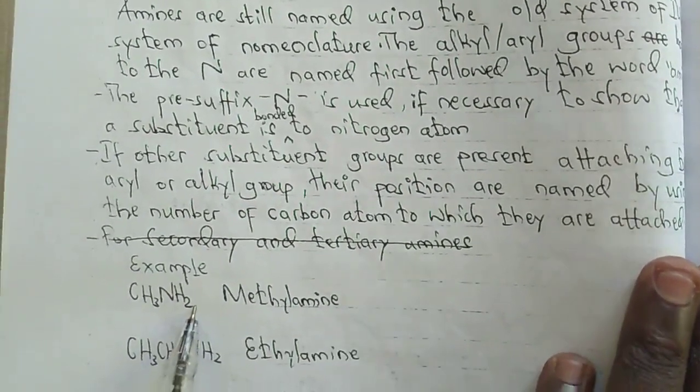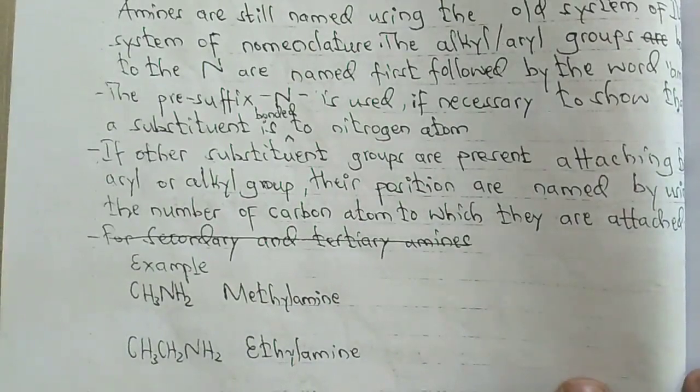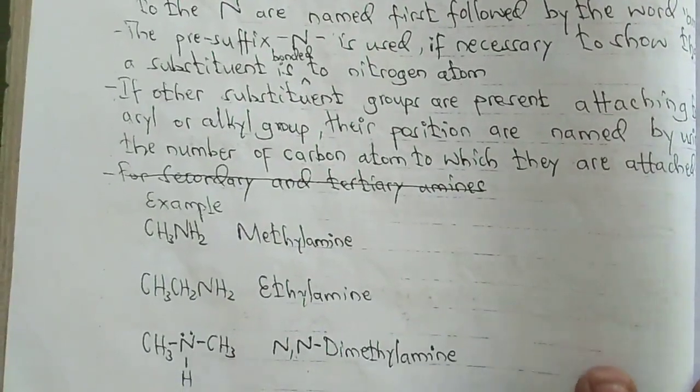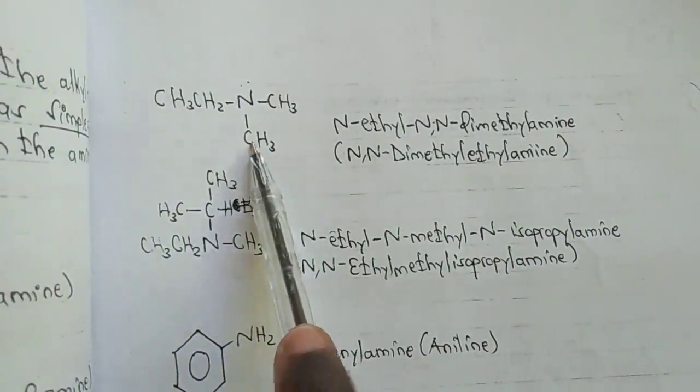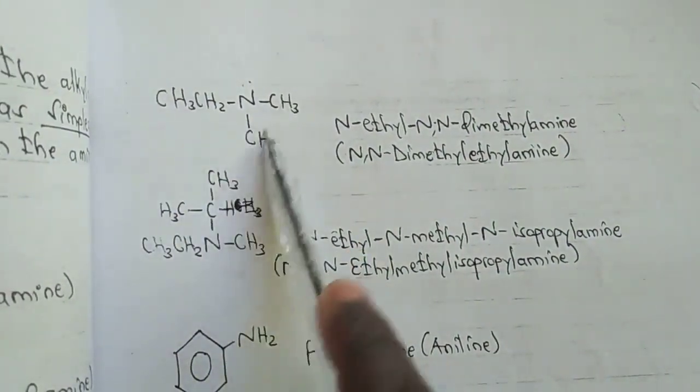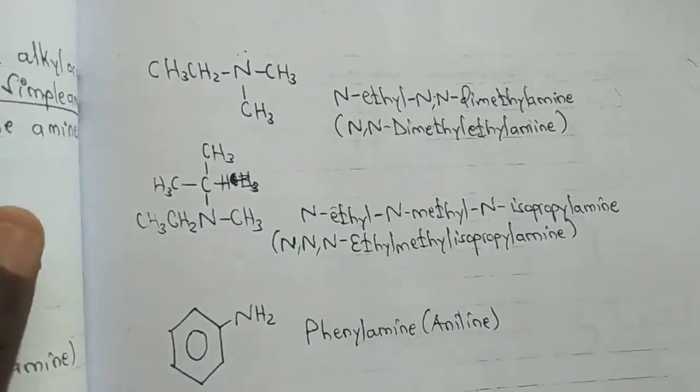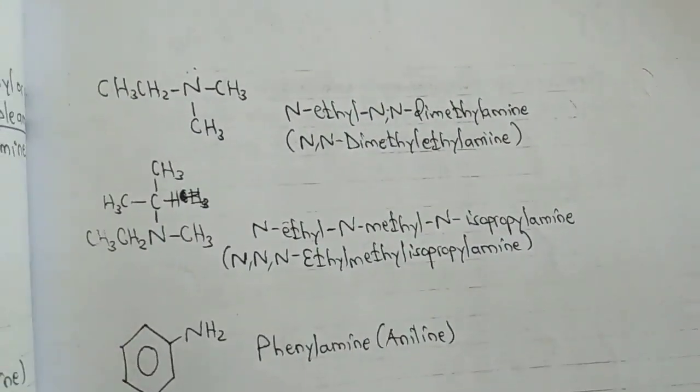For example, this is simply methyl amine. Unaona, this is ethyl amine. This is N,N-dimethyl amine. This is moja, mbili, tatu. Hii ni isopropyl amine kwa sababu amine imejiattach kwenye ile carbon. It's isopropyl amine. Lakini tukija kwa mfano kwenye huyu hapa, it's N, N, ethyl, methyl. Then N-ethyl, N,N-dimethyl amine. Au N,N-dimethyl ethyl amine.